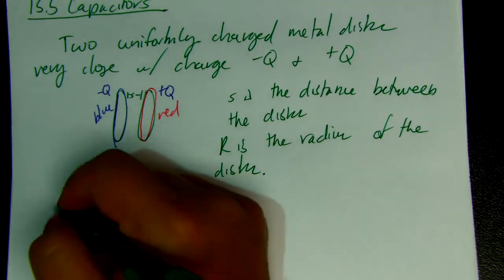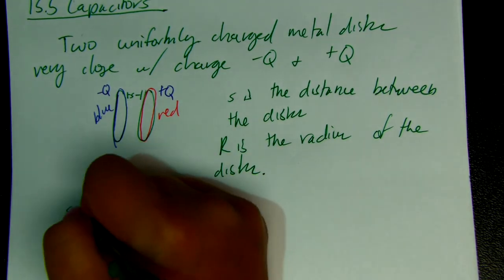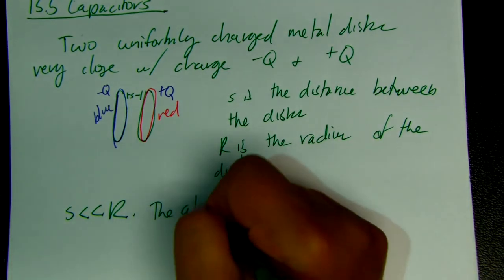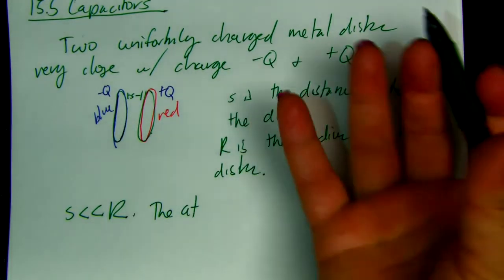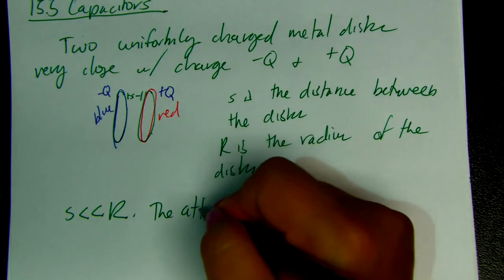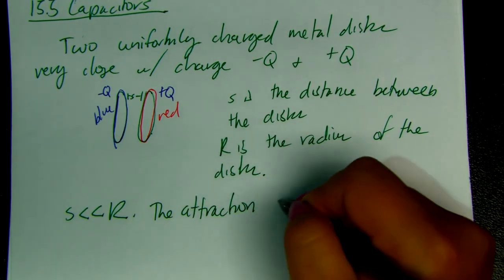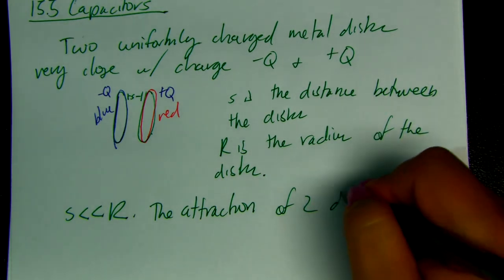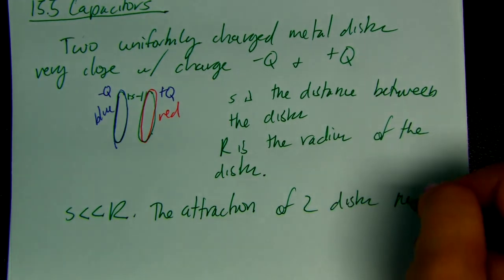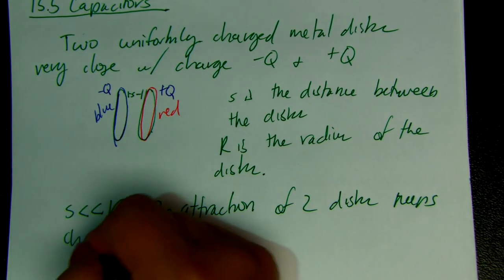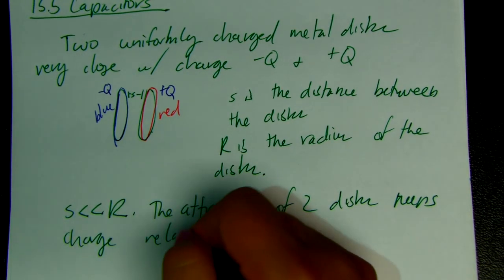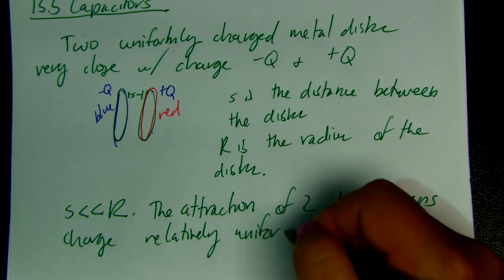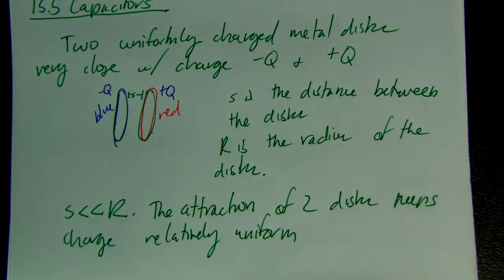All right, so also what's true in a capacitor is that S is much, much smaller than R. And the attraction, so we've got a negative and a positive, so they are going to be attracted to each other, does keep the charge more uniform. So in terms of the calculations, we can safely assume uniformity.